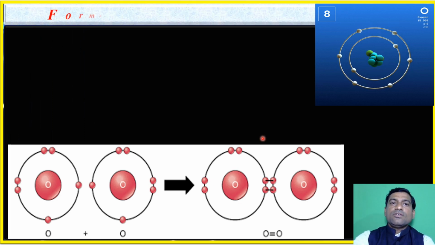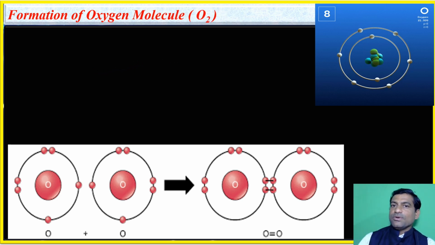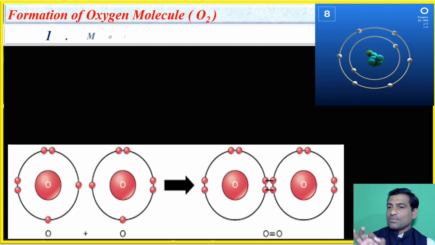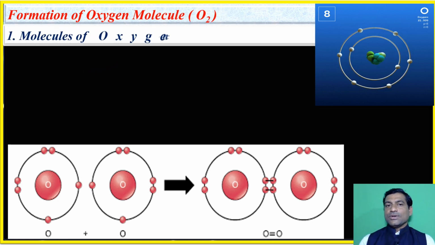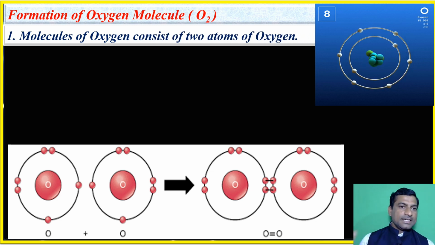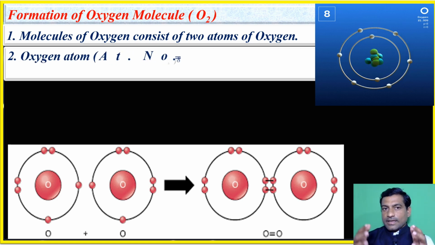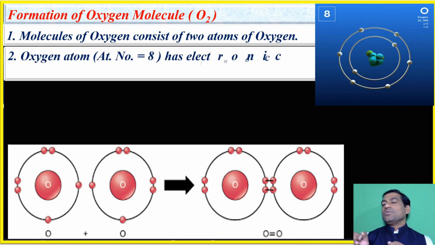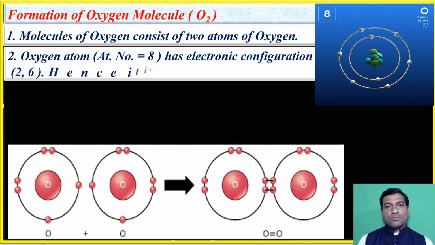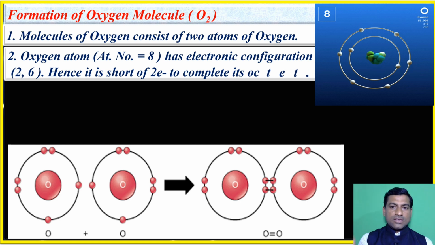For example, formation of oxygen molecule. The molecule of oxygen consists of two atoms of oxygen. The atomic number of oxygen is 8. So the electronic configuration is: first orbit contains 2 electrons and second orbit contains 6 electrons. Hence it is short of 2 electrons to complete the octet. During the formation of oxygen molecule, each oxygen atom shares its 2 electrons with the other.